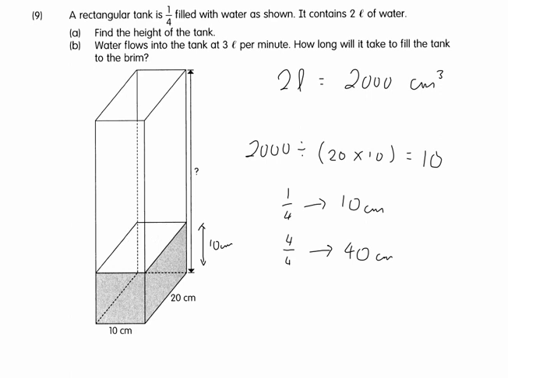Water flows into the tank at 3 liters per minute. That means in the first minute, right, 3 liters will flow in. By the end of the second minute, how many liters of water are there in the tank, Sky?